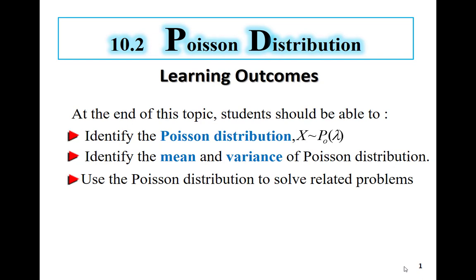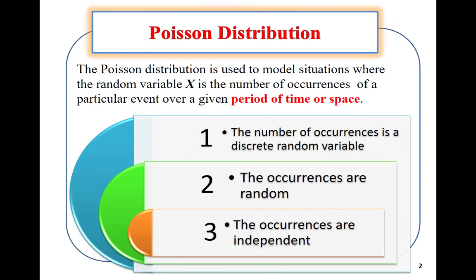In this video, we are going to learn about Poisson distribution. Poisson distribution is used to model situations where the random variable X is the number of occurrences of a particular event over a given period of time. So the keyword here is that you must have an interval, time or space.